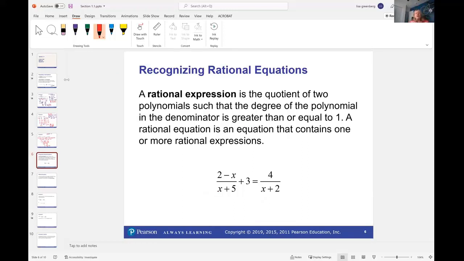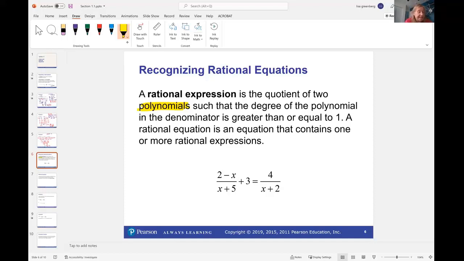So now we want to talk about rational equations. And to talk about rational equations, I have to talk about what is a polynomial, because a rational expression is the quotient of two polynomials. So we have to know what a polynomial is.